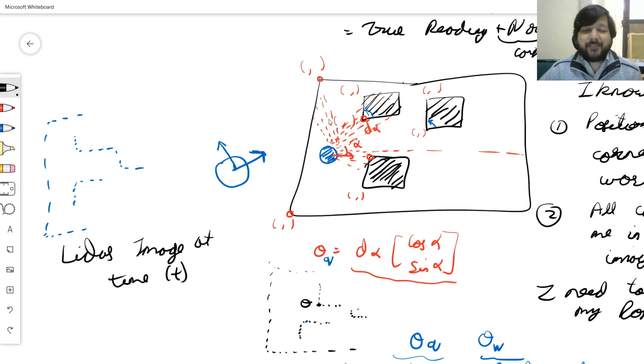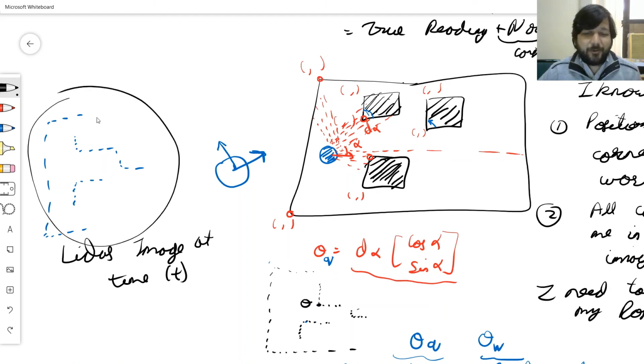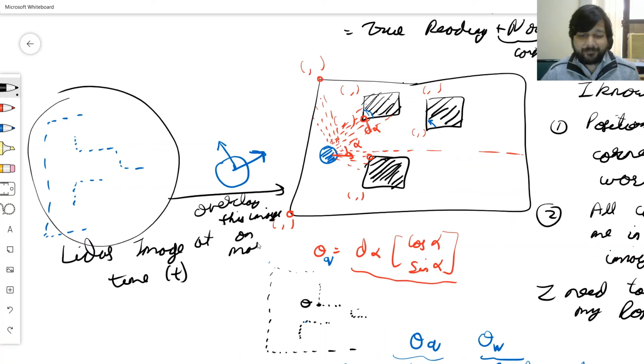And you also have this map. So you basically take this image and try to overlay it on the entire map and see where it matches. Of course, in the map, the robot cannot look inside obstacles, so all the obstacles will just become the boundary. And the position is the best overlay.